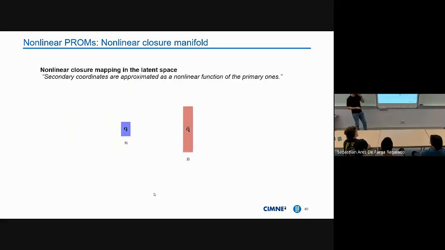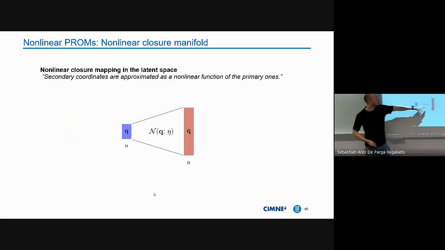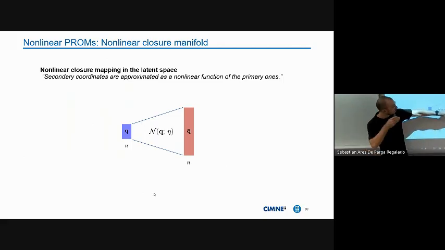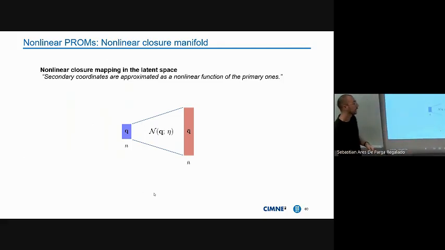However, what I would like to find now is some nonlinear function that gives us a representation that depends on Q and gives us Q bar, the secondary modes coefficients that we were not taking into account.